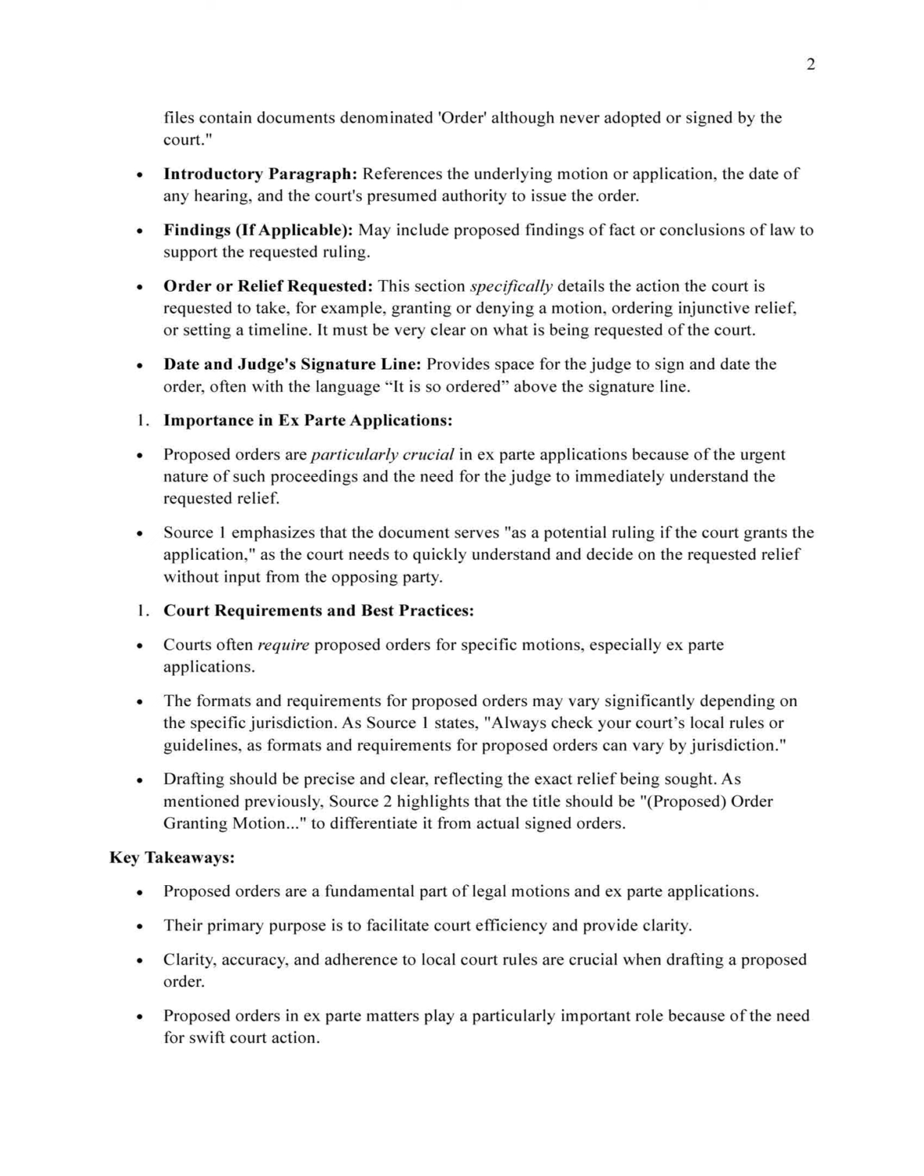What's next? And then we get to the heart of it. The order or relief requested section. This is where you state the ask, exactly what you want the judge to do. So you've got to be really clear here. Very specific, no room for ambiguity. You're saying, Judge, this is what I need you to do. Make it happen.